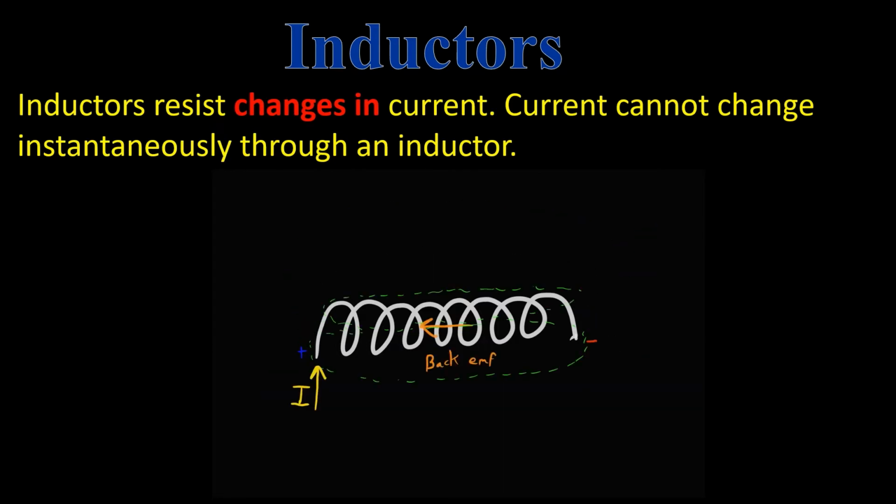Looking at this little GIF here, look at what happens when you apply a current through an inductor. It's going to build up a magnetic field. That magnetic field is going to come with a change in flux. So that's going to create a back EMF to oppose the current trying to come through it. And that's going to stop current from jumping instantaneously in an inductor.